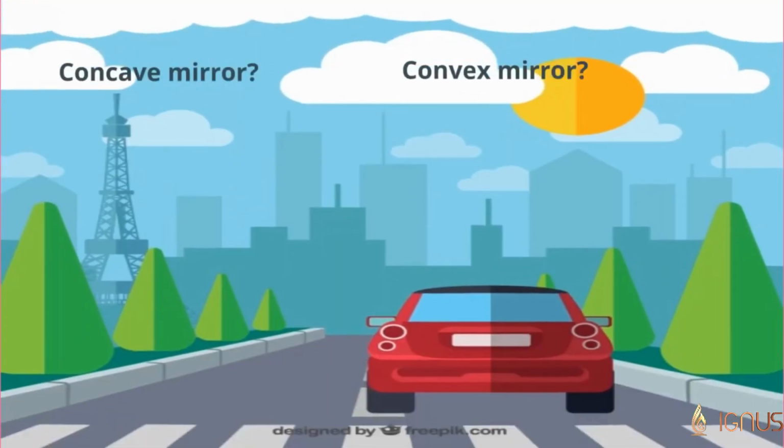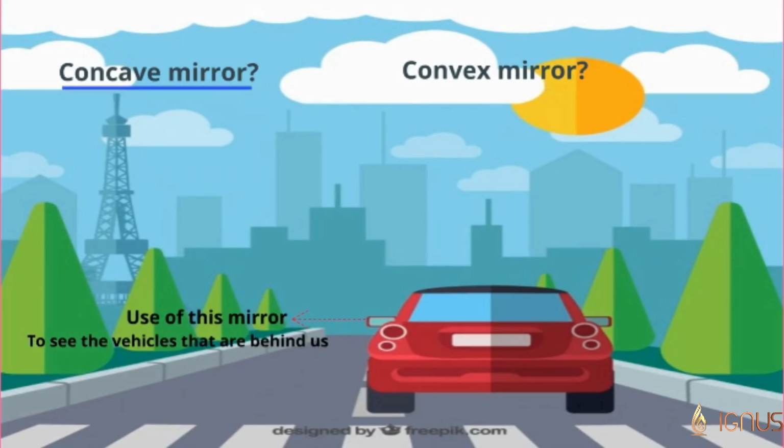Okay, now let's look at a side view mirror of a car to know whether it's a concave or a convex mirror. We ask ourselves a simple question. What's the use of this mirror? This mirror helps us to see the vehicles that are far behind us.